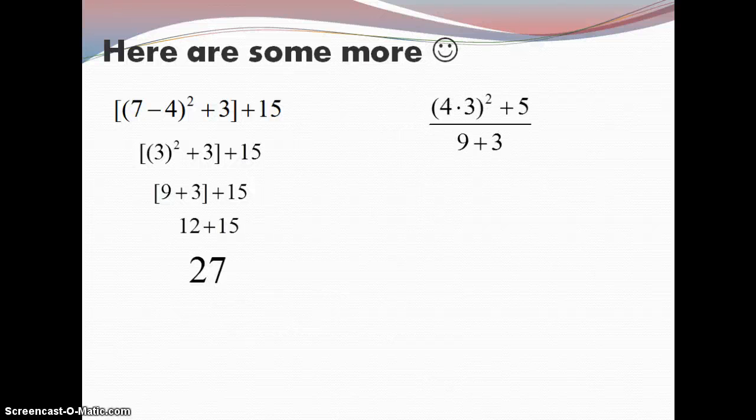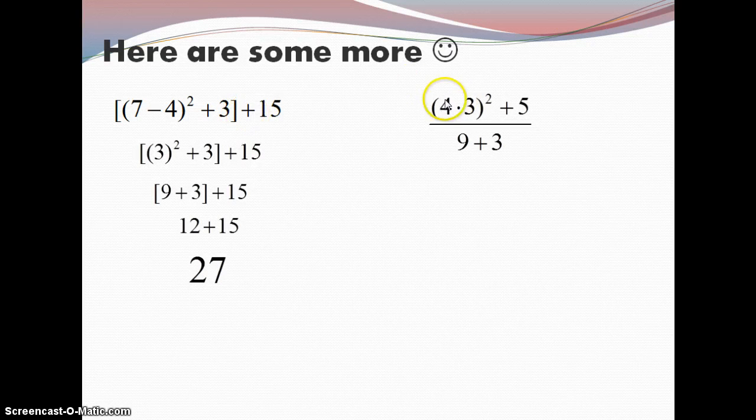Next problem. The quantity of 4 times 3 squared plus 5 all over 9 plus 3. Now, this big old division bar acts as a grouping symbol. So the way you want to treat this is simplify the top of that division bar, simplify the bottom of that division bar. Once you have a single number up top and a single number down bottom, see if you can simplify. If you can't, leave your answer as is.